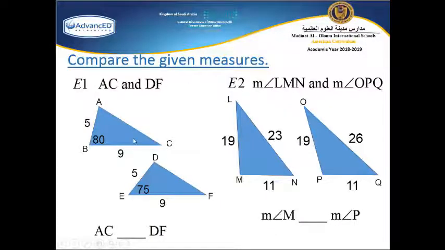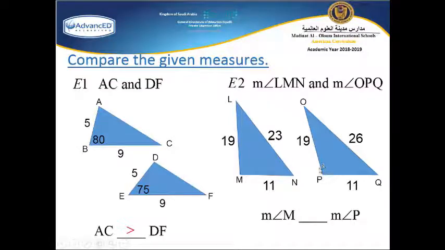Let's compare the given measures, AC and DF. Since AC is the third side of the triangle that has two sides 5, 9, congruent to two sides of the second triangle 5, 9, the included angle here 80 and the included angle here 75, then the side AC, opposite to the larger angle 80, is bigger than the side DF, opposite to the angle 75.